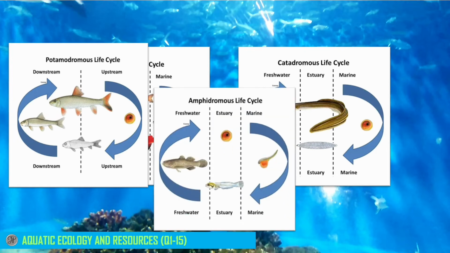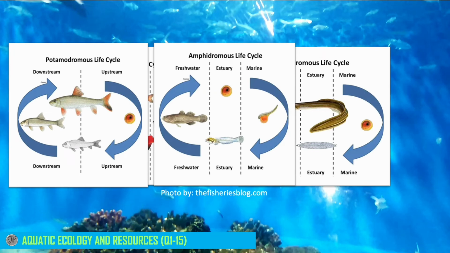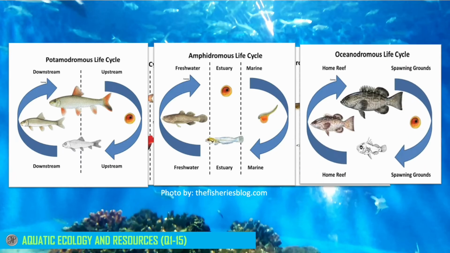In short, their life cycle is entirely within freshwater, example is catfish. And the amphidromous are fish that are born in freshwater or estuaries then drift into the ocean as larvae before migrating back into freshwater to grow into adults and spawn. Example is the goby. Then last, we have the oceanodromous, wherein they are born near spawning grounds, then drift on ocean currents as larvae before settling as juveniles to grow into adults before migrating back to spawning grounds. We have the grouper.